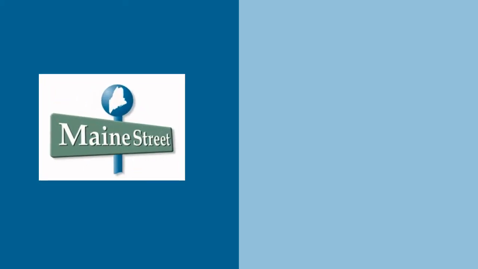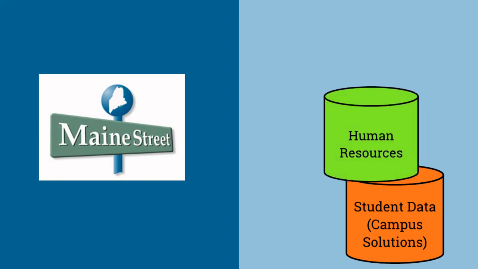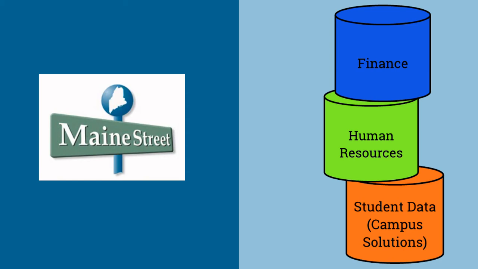A great deal of our core institutional data resides in our instance of PeopleSoft, which is called Main Street. There are three main databases: the Campus Solutions Reporting Database housing student data, the Human Resources Production Database housing employee data, and the Financials Database, which houses system financial data. There are many other areas of institutional data, such as athletics and advancement, far too many to list them all here.